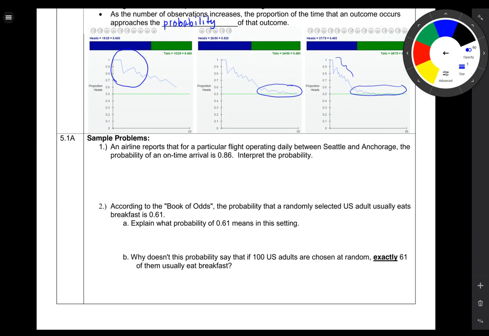An airline reports that for a particular flight operating daily between Seattle and Anchorage, the probability of an on time arrival is 0.86.